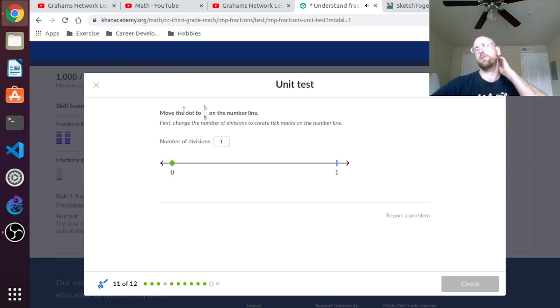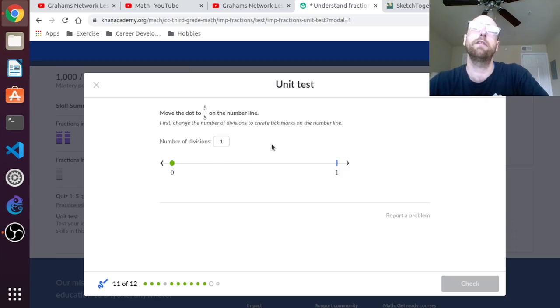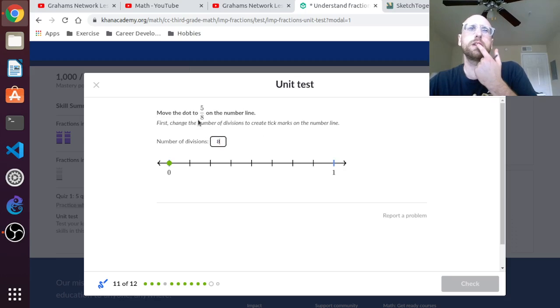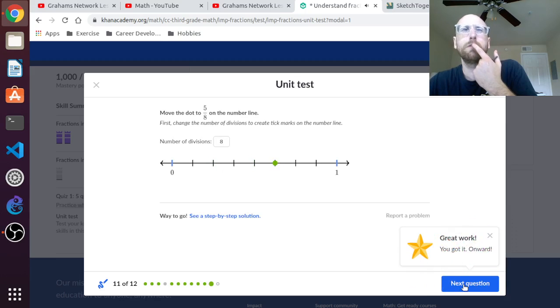Move the dots to 5/8. Okay, so we've got 8 divisions on this line because that's what this 8 stands for. This entire thing represents a whole. This is the number of divisions of the whole, and this is the number of divisions that we are counting. So let's count them. 1, 2, 3, 4, 5. All right, on to the next one.